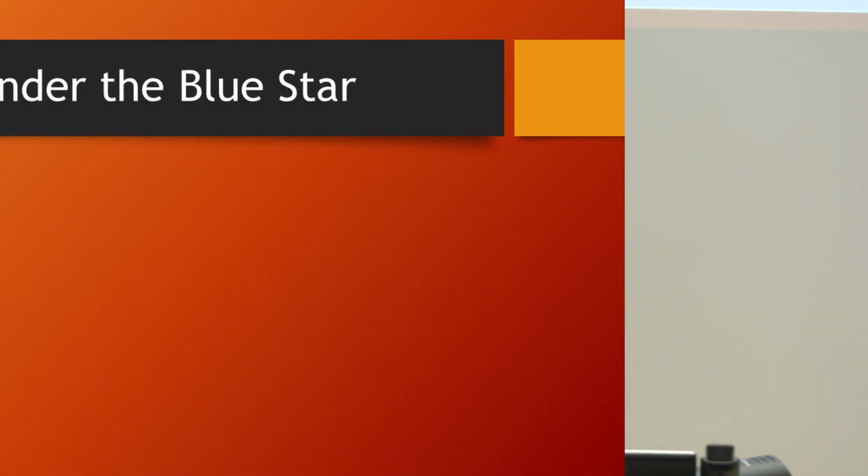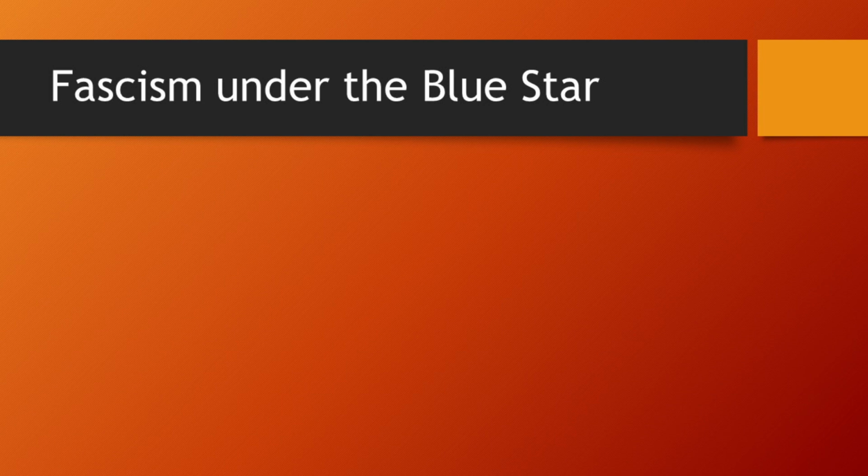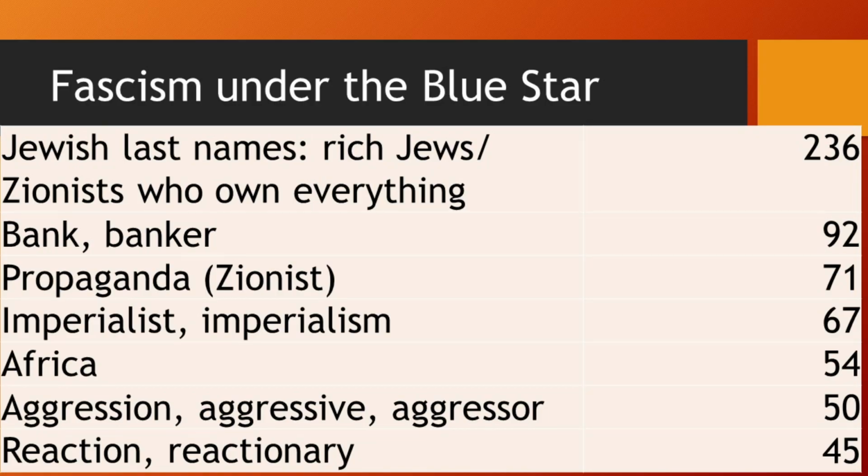Let me give you another example. Fascism under the Blue Star. This book made quite a splash when it first came out in 72 or 73 or something like that. It was produced by one of the most prolific Soviet anti-Zionist writers. When we look at its terms, it drew a lot of attention in the West because it was truly anti-Semitic. What is the most frequent term that we see there? It's Jewish last names. 236 times we see Rothschilds, Cohens, Lehmans. They're, of course, not Jews, they're Zionists.